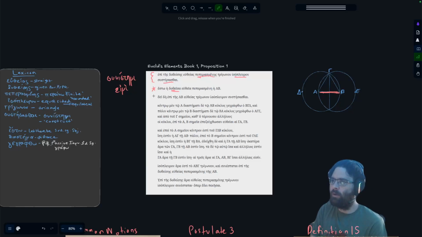So now for the next part, we have de epi tes AB eutheos trigonon isopluron sustesasthai. So therefore, it is necessary, or it is required, to construct an equilateral triangle upon the straight line AB. So there's our introduction. Now we move into the key part of the proof here.